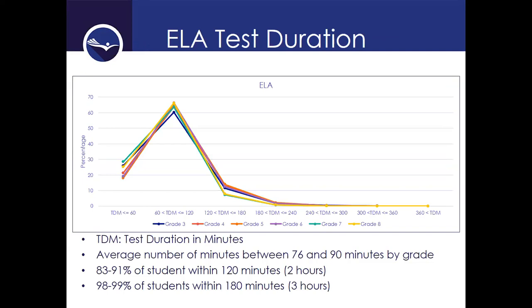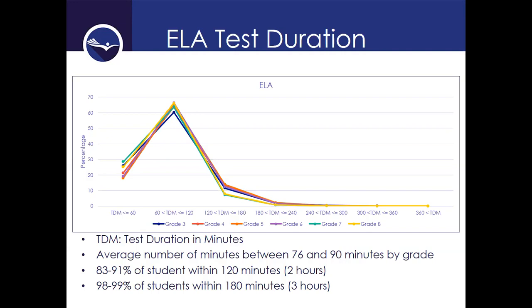Go on to ELA. So on the left side, once again, you have the percentage of students that have completed the test. And across the bottom, you have less than 60 minutes, 60 minutes to 120 minutes, 120 minutes to 180 minutes, and on up all the way to over 360 minutes. Each of the grades is there for you, so you can see the pattern. As you can see, the majority of the students finish between 60 minutes and 120 minutes.